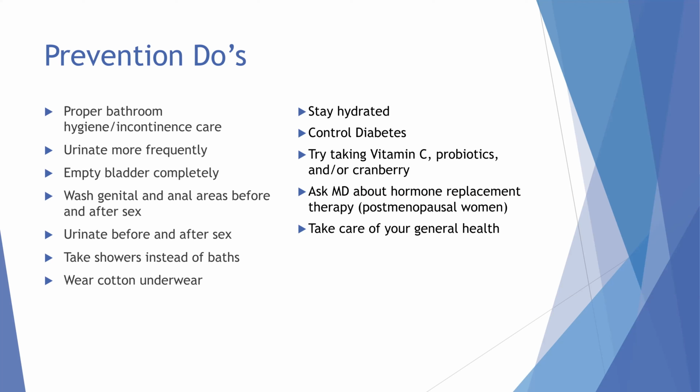Control that diabetes, keep those blood sugars in a normal range so that you don't have a lot of glucose and sugar in your urine. And then some people try taking vitamin C or probiotics or cranberry. The studies are a little bit inconclusive with cranberry, but I think the main goal is lowering the pH to make the environment more acidic and less of a happy spot for bacteria to grow.